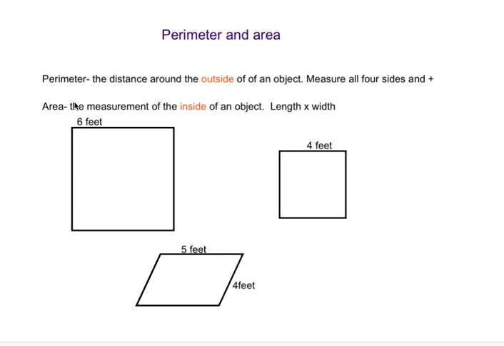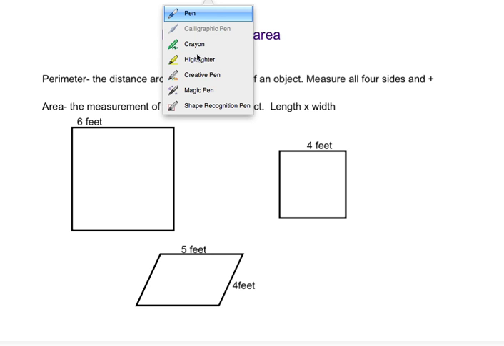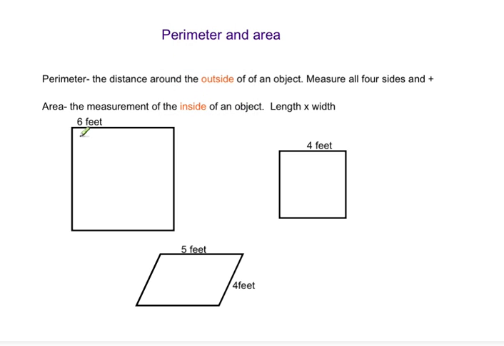The area is the measurement of the inside of an object. So if I needed to, let's say, put carpet in a bedroom, and this was my bedroom, and I needed to know how much space was in here on the inside, that would be the area. And that you do length times width. So in that instance, that would be 6 times 6. So let's quickly do area and perimeter for all of these shapes.